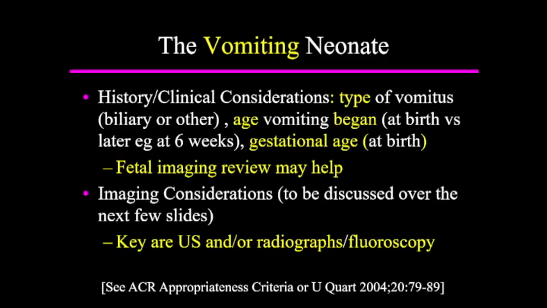Historical and clinical considerations are very important, and that includes type of vomitus, age of vomiting, when it began, and gestational age at birth of the neonate. That will help you figure out whether your differential diagnosis, as per the age of the patient, is true based upon whether they were premature, and therefore the number of weeks you're looking at is a little bit different.